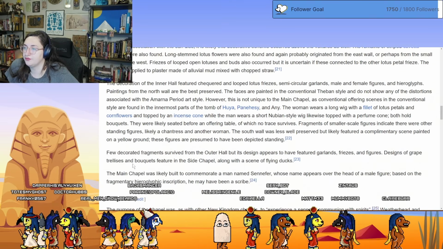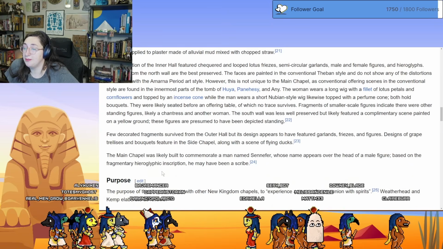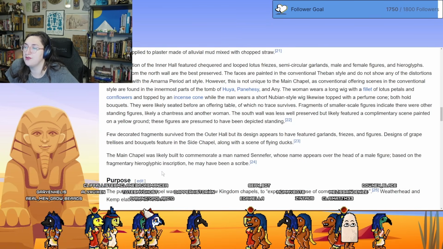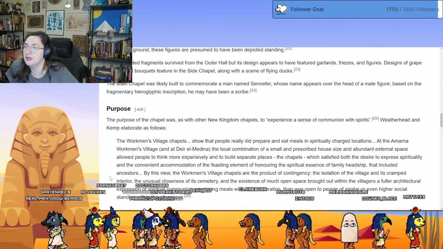The main chapel was likely built to commemorate a man named Senefer, whose name appears over the head of a male figure based on the fragmentary hieroglyphic inscriptions, and who may have been a scribe.